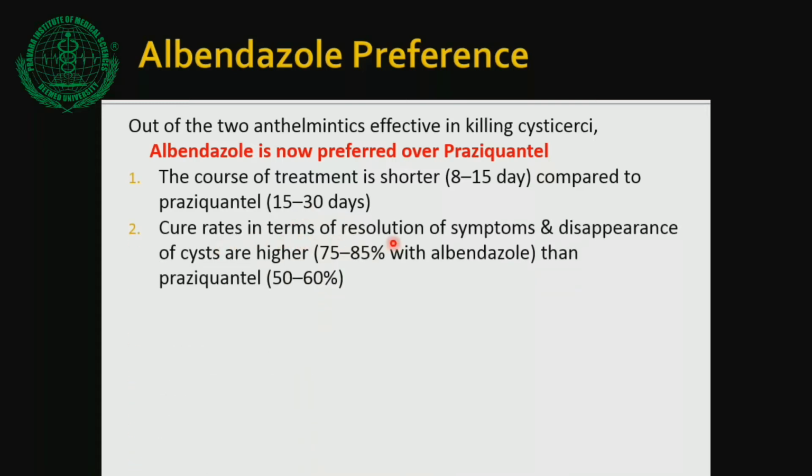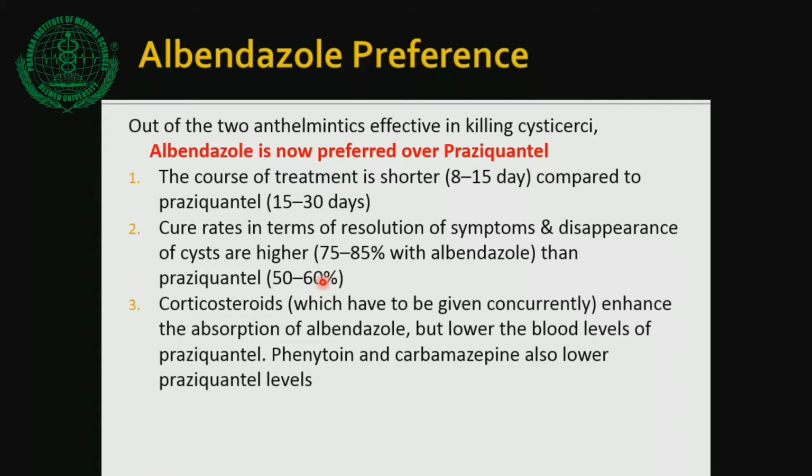Second, cure rates in terms of resolution of symptoms and disappearance of cyst are higher, 75 to 80% with albendazole, than Praziquantel, where cure rate is only 50 to 60%. So cure rate is higher with albendazole than Praziquantel.